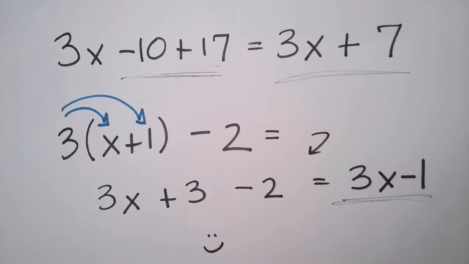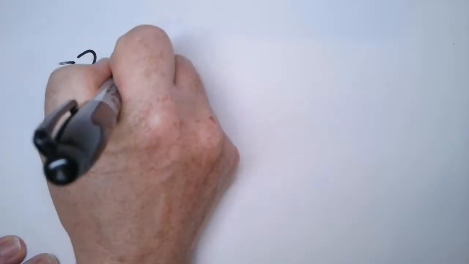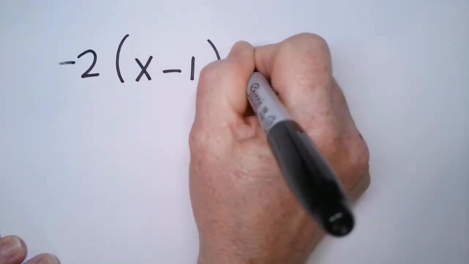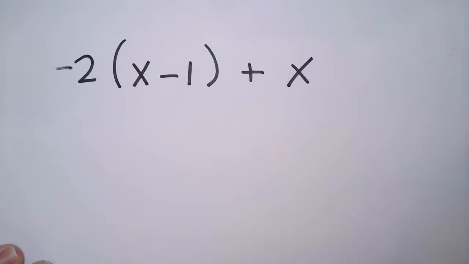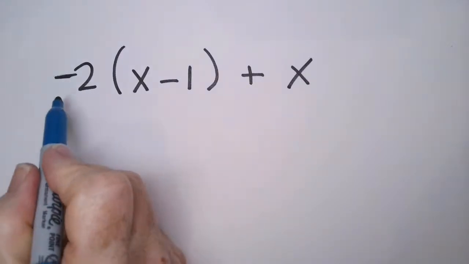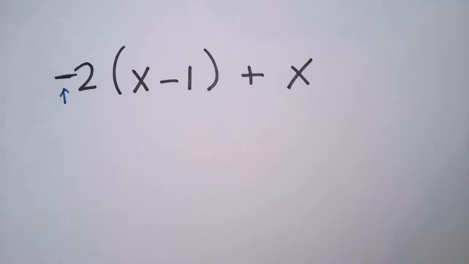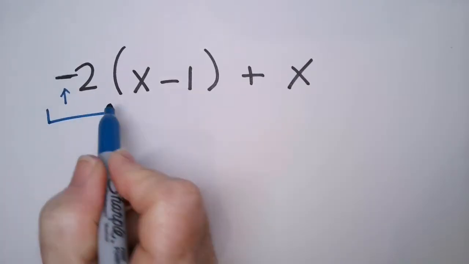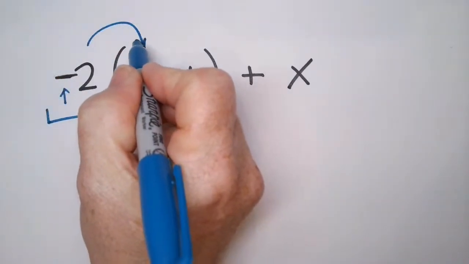You're seeing what happened? Okay, good. Now let's try one that's a little bit different than the ones we've done so far. How do you do this one? Notice there's a negative out here. Especially when the problems get more complex, it's really easy to drop that minus sign. So make sure you take the whole thing and multiply it by that.